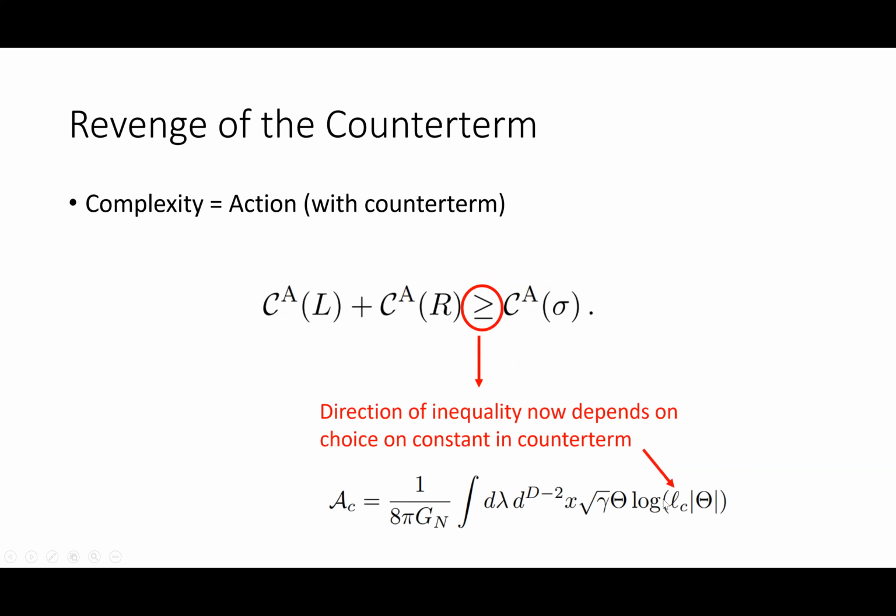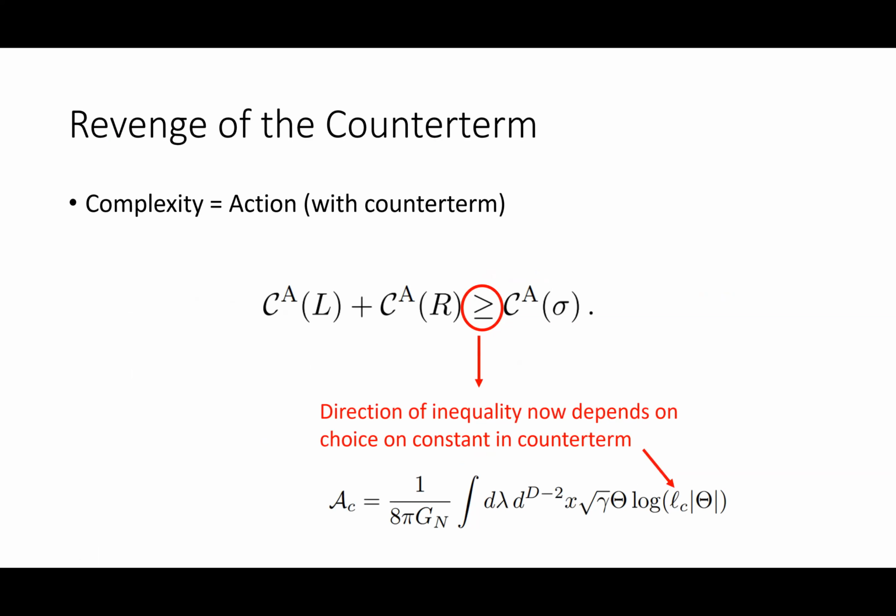And with this term, you can do a calculation. It's relatively easy to evaluate this term, and you find out that the sign of this inequality actually depends on the choice of this quantity, little lc. So this quantity is arbitrary. It's not fixed by anything in the prescription. And depending on what lc is, you can get that the action is either subadditive or superadditive.